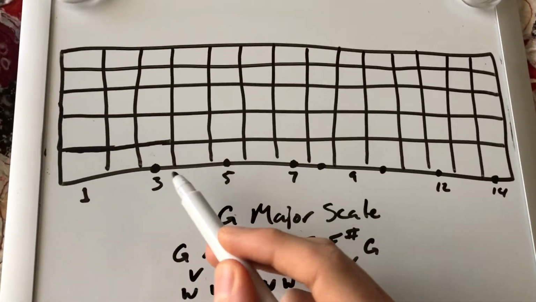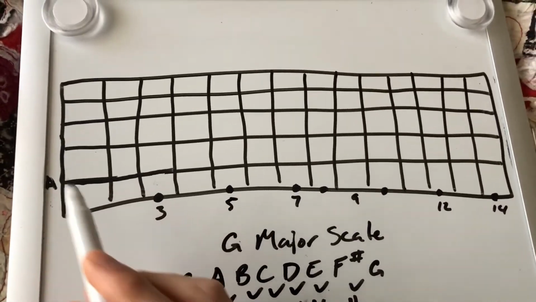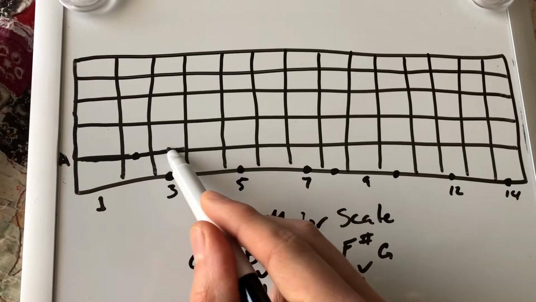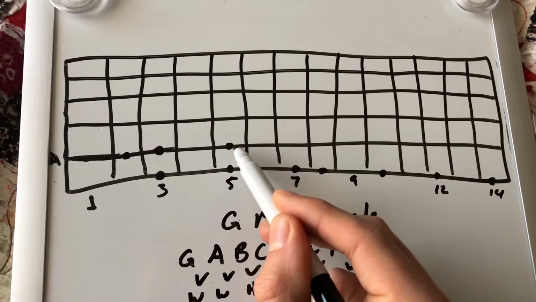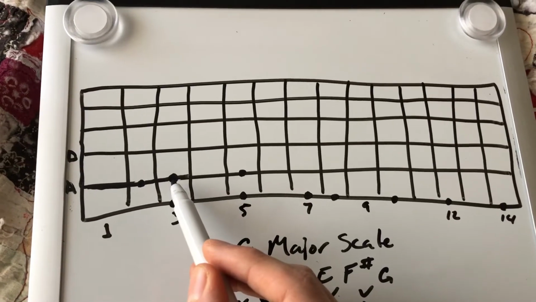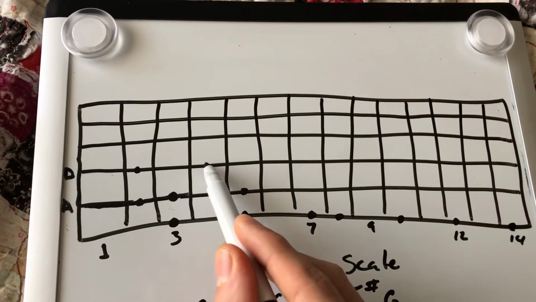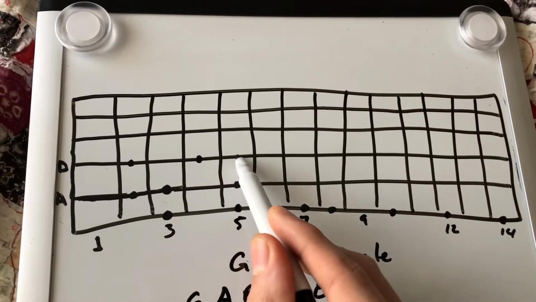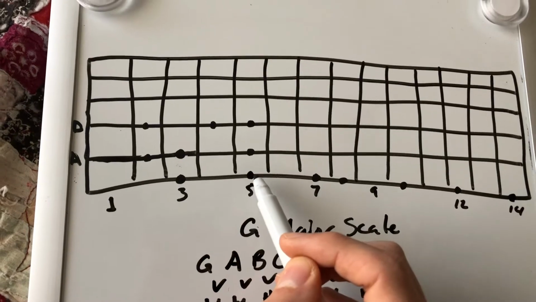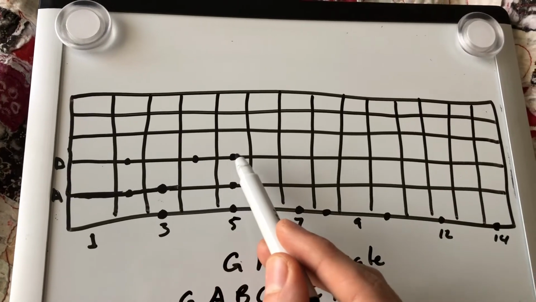We can start at G, and we can go to A, but this note is already tuned to A, so we can go A, B, C, D, and this note is already tuned to D, so we can go A, B, C, D, E, then we go F sharp, and G. And this is one octave up here, so we're already forming this shape. G, A, B, C, D, E, F sharp, G.